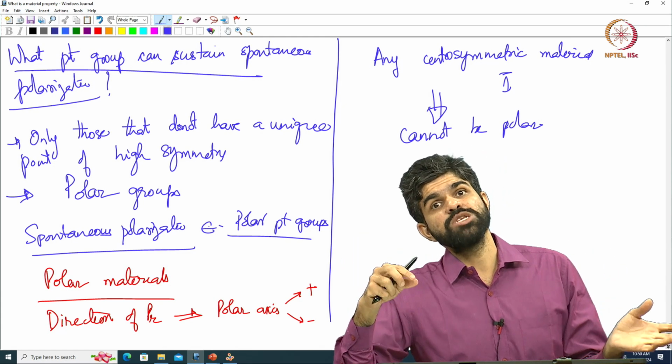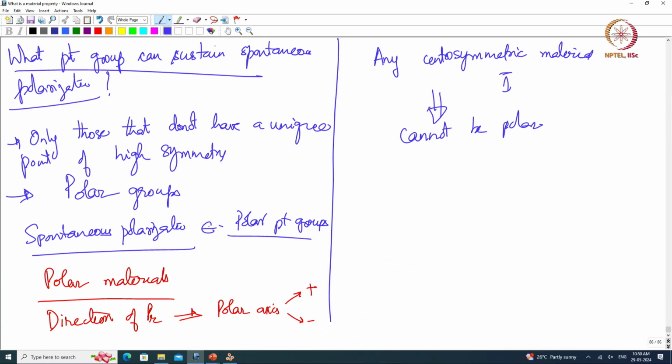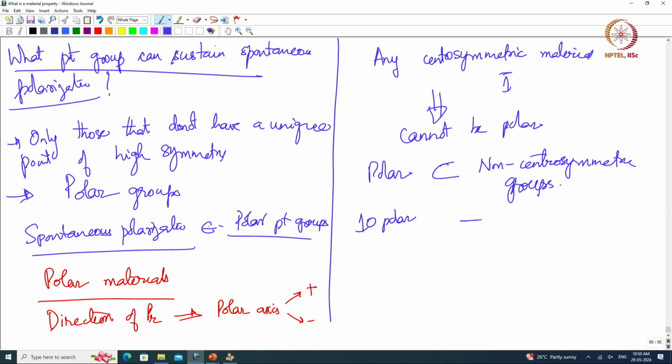However, polar is much more than non-centrosymmetry, right. So, polar is just a subset of non-centrosymmetric materials. Okay. So we have 10 polar point groups among the 21 non-centrosymmetric point groups.